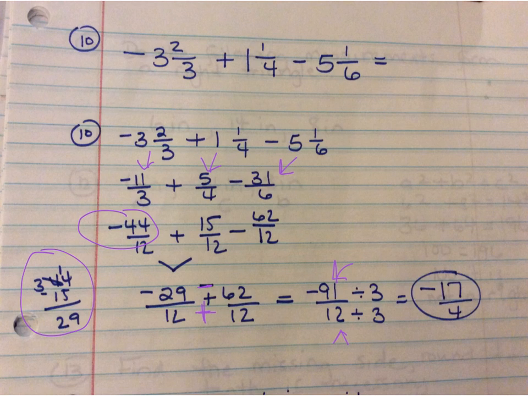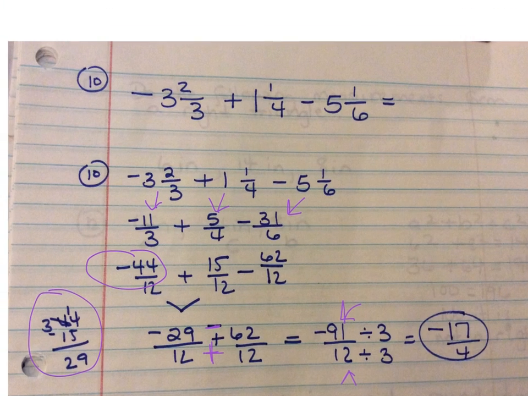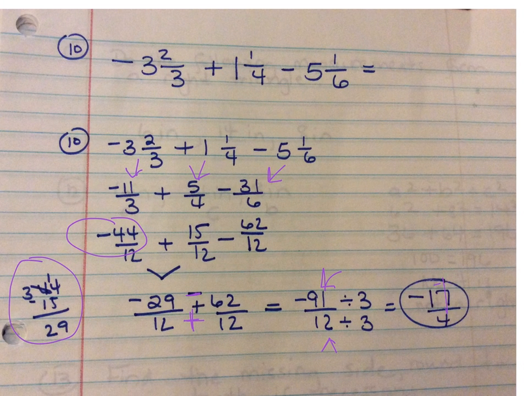Okay, I made a mistake right here. I apologize. This doesn't reduce. So the final answer, forget right here, is just negative 91/12. That doesn't reduce by 3. My fault. All right, moving on.